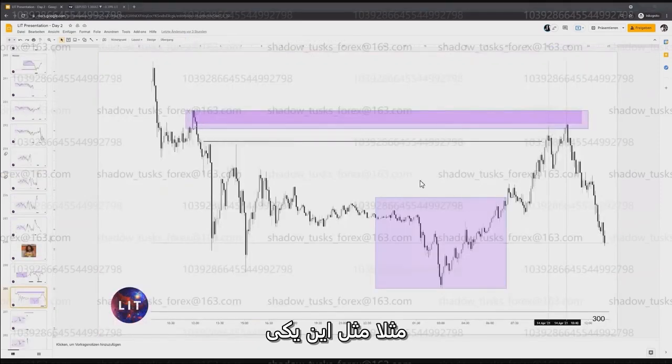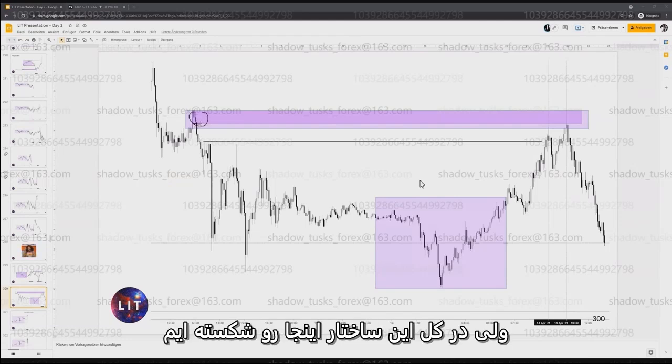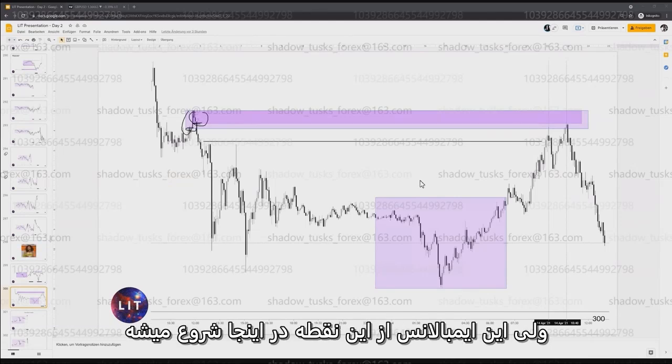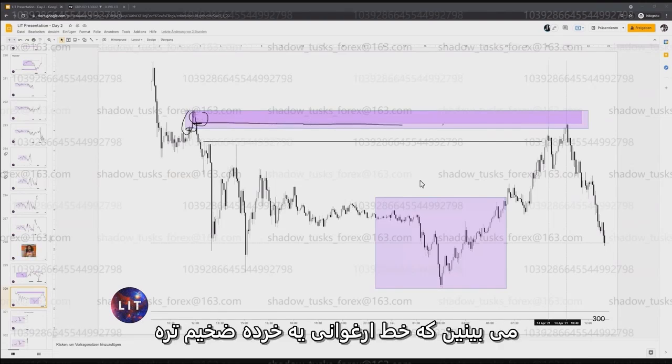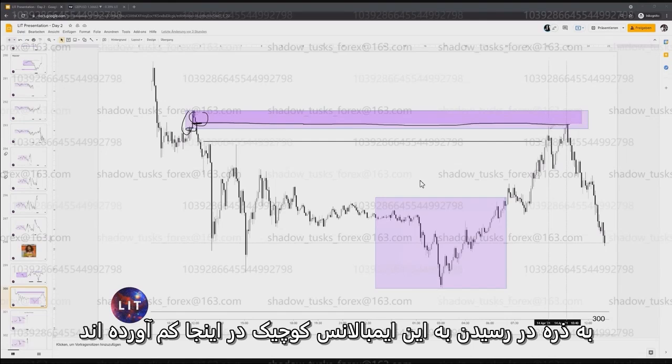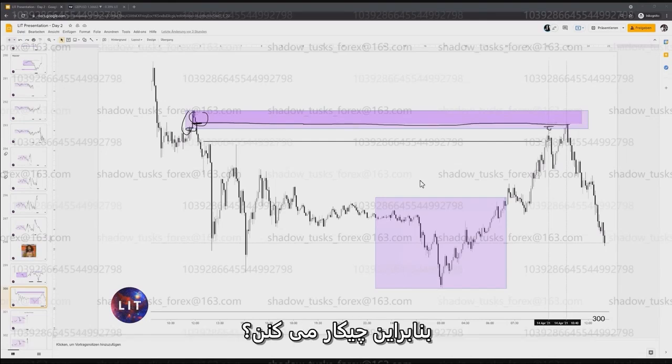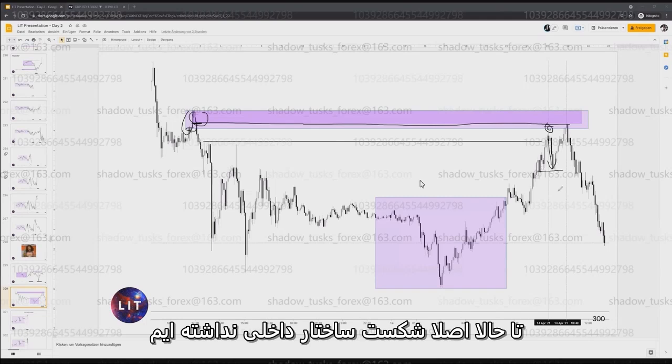Like this one, for example, here is the imbalance, right? But overall, we took this structure in here. But this imbalance starts from this point in here. And if you draw this line, you see the purple is a little bit thicker. They just stayed short of this little imbalance in here. So technically, this was London Open. Awesome. Faking the reversal. Never had an internal break of structure.